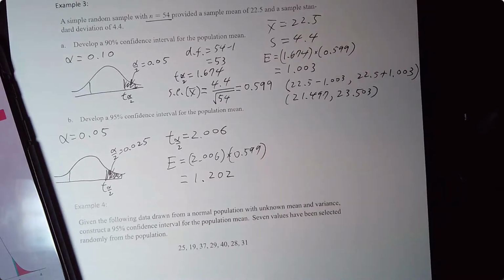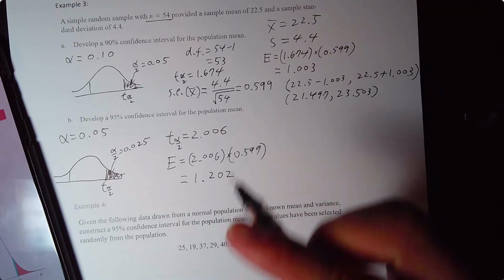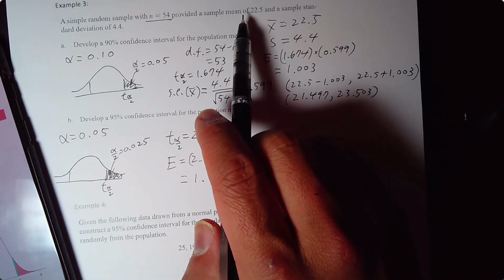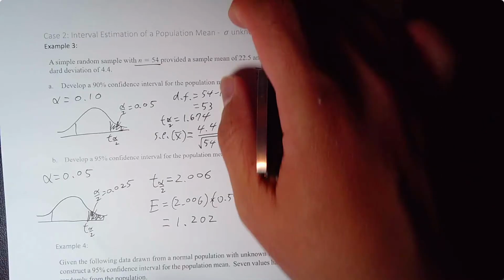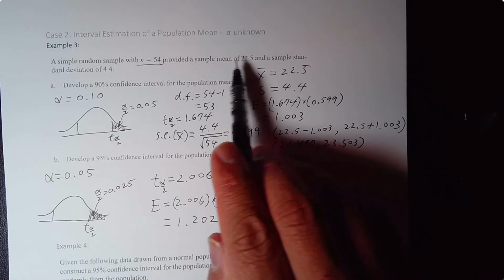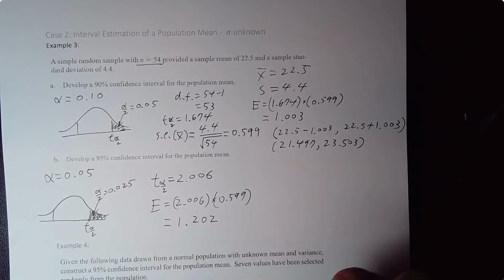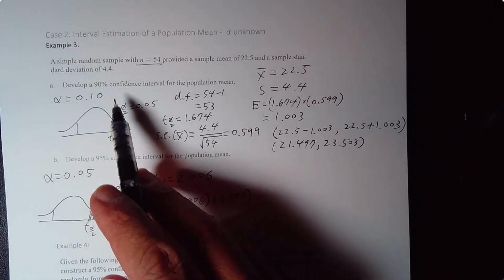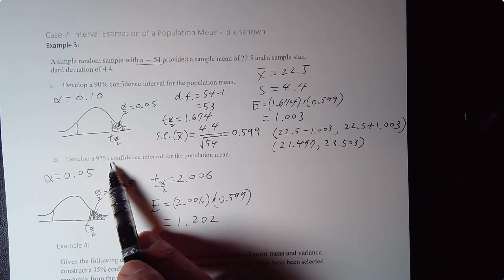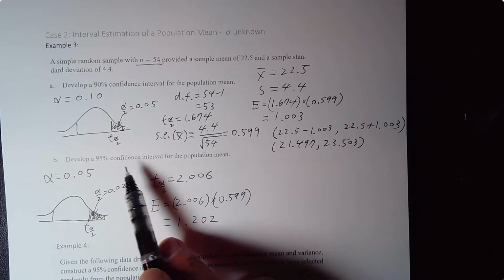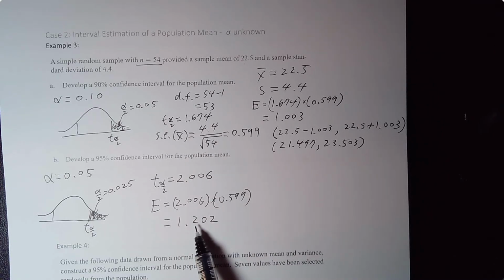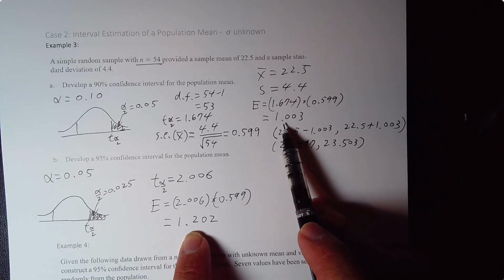Now, one thing you want to notice right away is that my sample has not changed. This is my same data set, right? Imagine I go out, calculate the data, and my data set is exactly the same. I got a mean of 22.5 and a standard deviation of 4.4. But the only thing that changes here is my confidence level. My confidence level went up. I want to be more confident, but what's the cost? In order for me to be more confident, using the same data set, my margin of error has to be bigger. So notice that my margin of error has increased from 1.003 to 1.202.